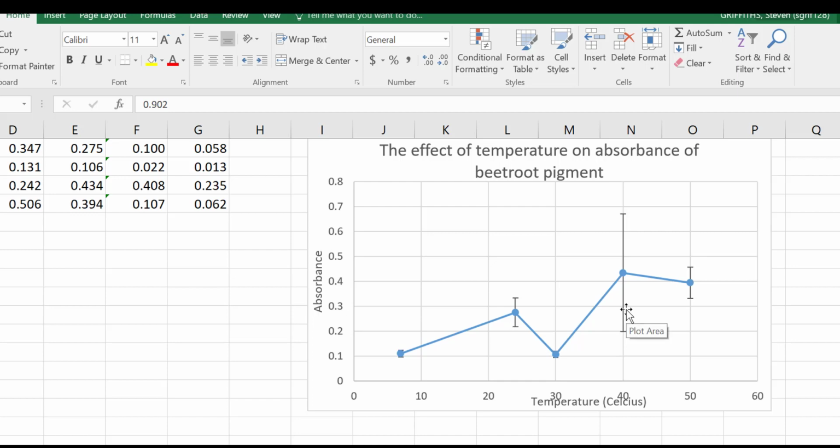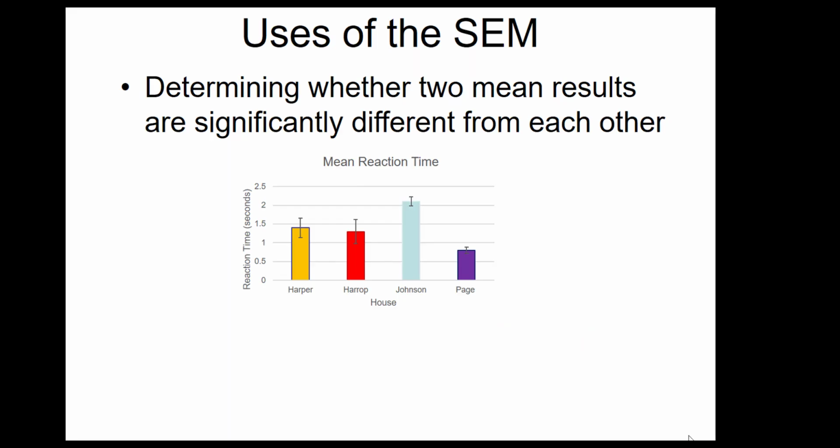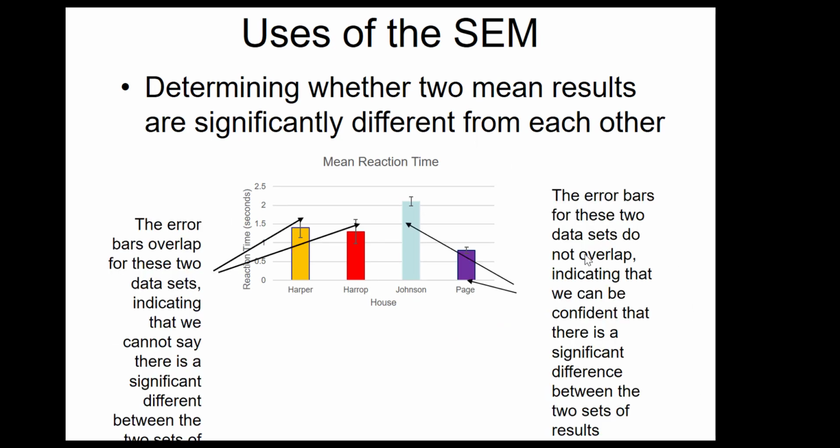Well, overlap is actually really important for us. If we have a look at another example here, this is reaction time compared with different houses at our school. And we can see that there's significant overlap between these two error bars. So here's the language you want to use. Where there's overlap between the data sets, it indicates that we cannot say that there's a significant difference between the two sets of results. Significant difference is important for statistics. We cannot say that there's a significant difference between these.